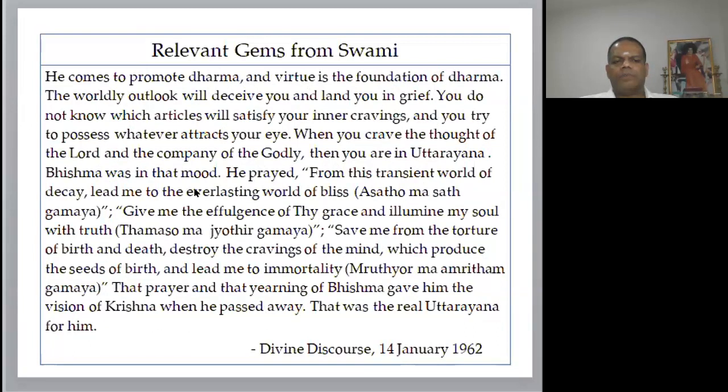Bhishma was in that mood. He prayed, from this transient world of decay, lead me to the everlasting world of bliss. Asato ma sadgamaya. Give me the effulgence of Thy grace and illumine my soul with truth. Tamaso ma jyotirgamaya. Save me from the torture of birth and death and destroy the cravings of mind, which produce the seeds of birth, and lead me to immortality. Mrityor ma amritam gamaya. That prayer and that yearning of Bhishma gave him the vision of Krishna when he passed away. That was the real Uttarayana for him.